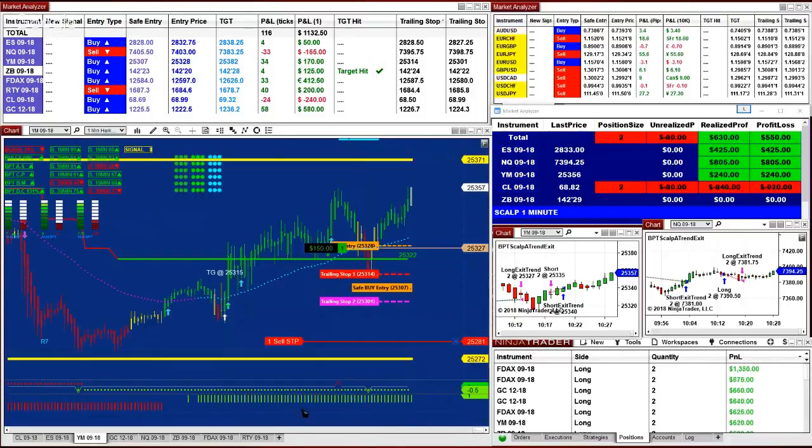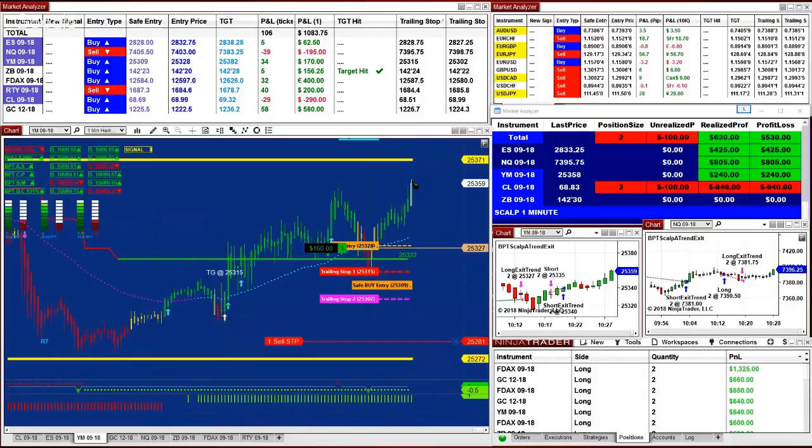So right now on the YM, we're climbing to the target. And if you see here, it is blinking. When it's blinking, it means there is a lot of buying power coming in. We have an ES entry. I missed it. We'll go back to the ES. Let's just look at the YM for a second.